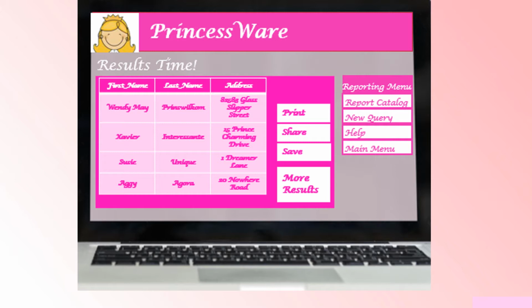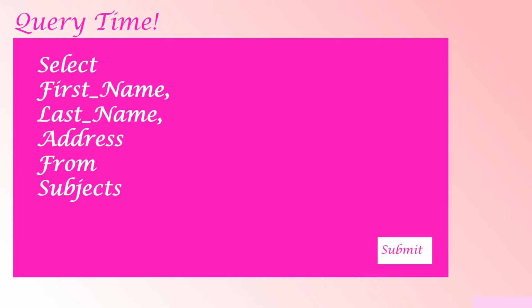This should all look very similar to Fairy SQL, but it is a little different because you will have a few more options. Now we don't have room to see all of the rows in a result set, but we can press the More Results tab to view additional results. The result set can also be printed, shared with other users like Cinderella, or saved in the catalog. Now just a few logistical things. In future lessons for ease, we will not show the entire Princessware screen, but just use this pink box to write our queries in.